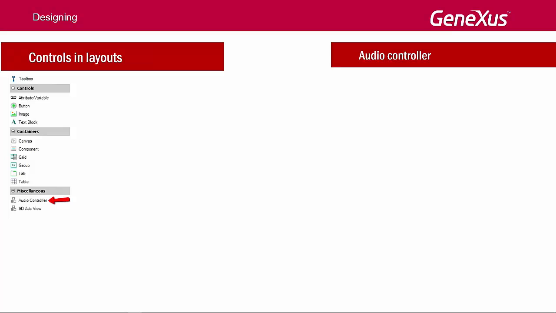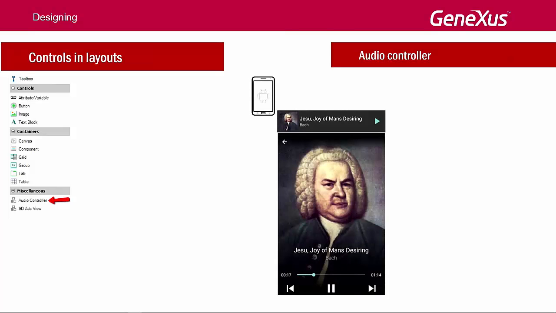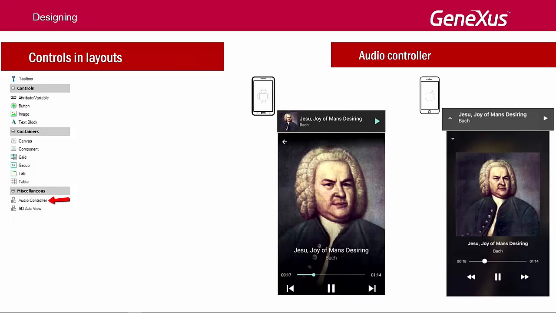The specific control to manage audio in mobile applications allows showing standard buttons for this type of players, such as play, pause, and stop, in addition to incorporating advanced features and customizing its appearance. For example, it has two play modes, the mini player and the full player.